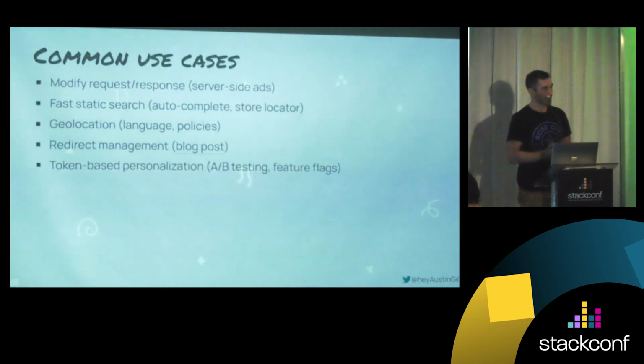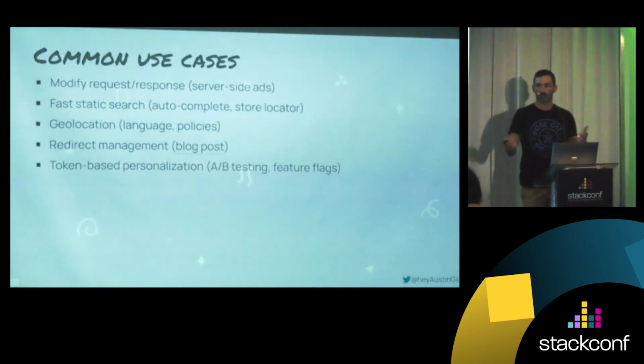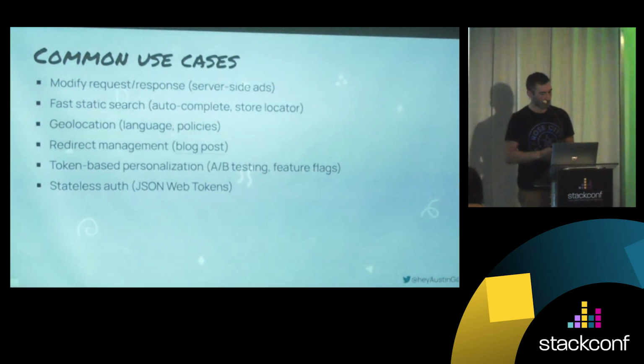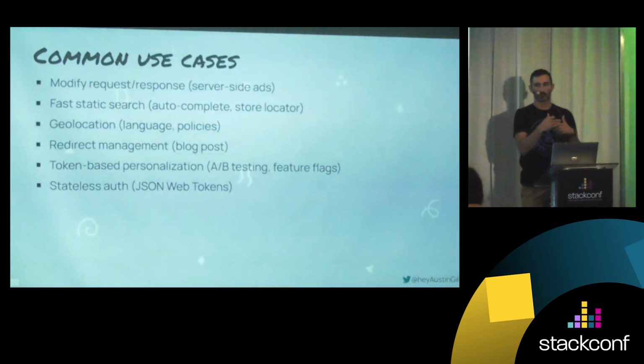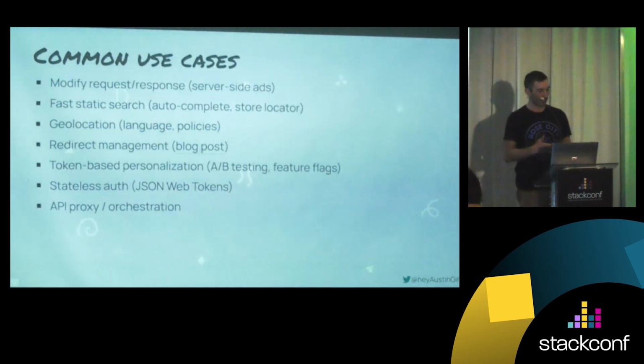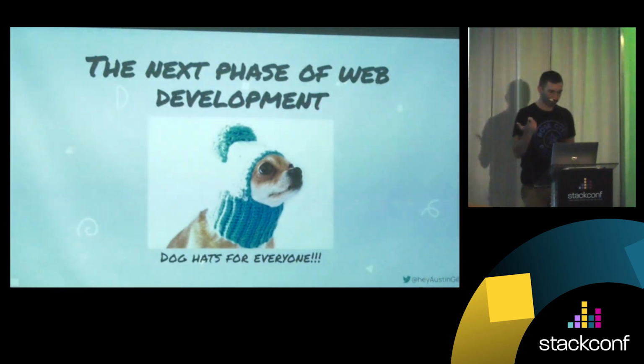Also things like token-based personalization, A/B testing, and feature flags. You can do this at the edge and basically turn things on or off and rewrite the HTML. Doing stateless auth, so if you have something like JSON web tokens, when a request comes in, you can parse that token and see if the user has access to the resource they're trying to request. Using an API proxy, similar to the example we saw, where a request comes in and fans out to multiple services, rather than those multiple requests happening either on the client side or at an origin server, you can do that at the edge.